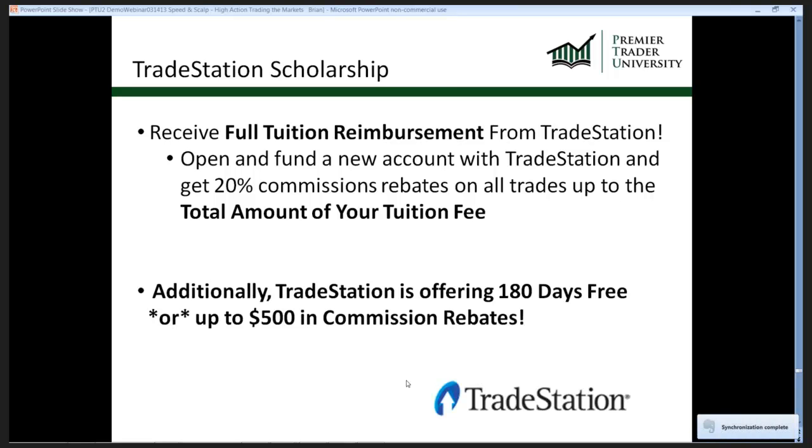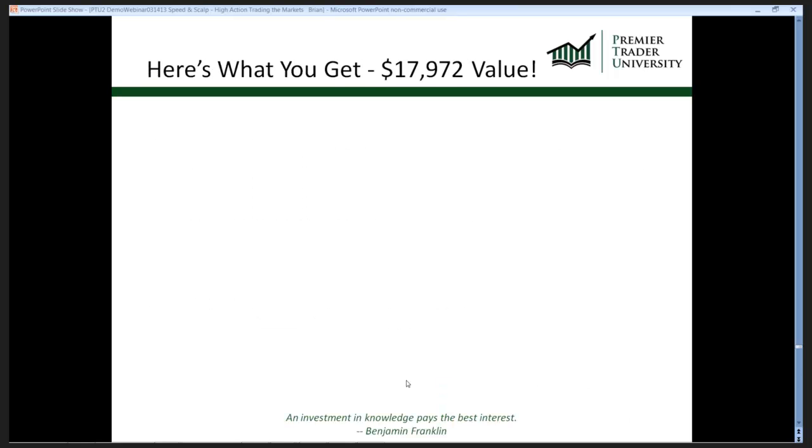One of the things that you can take advantage of, and I highly recommend you do this, to me it's kind of a no-brainer. You can get the full cost of PTU reimbursed to you through the TradeStation reimbursement scholarship. All you have to do is set up a brand new account with TradeStation and fund it. And once you begin live trading, you'll get 20% commission rebates back up to the full cost of the course. If you contact Mitchell there, I shouldn't have said his name, but that's our contact, he'll get you set up with some other special deals. So I would highly encourage you to take advantage of that.